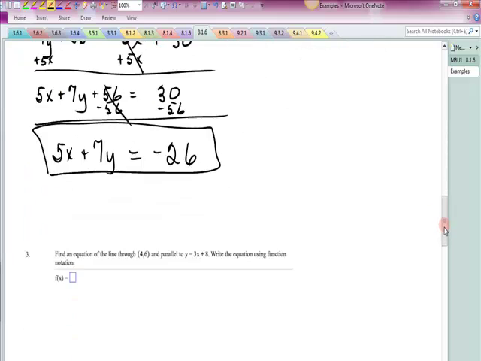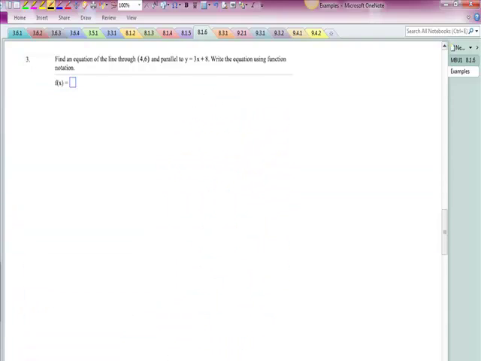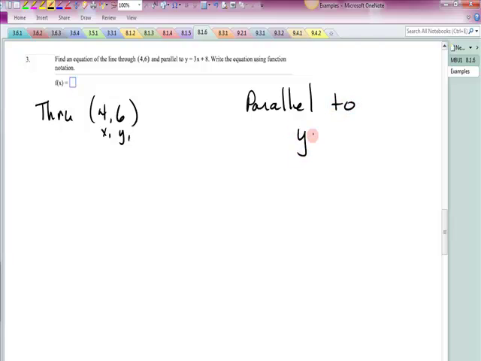All right, let's look at a few others. I think the rest of the problems are going to be in function notation. Find the equation of the line through 4, 6. That gives me an x1, y1. When it goes through a point, that's a point on the line. And it is parallel to y equals 3x plus 8.